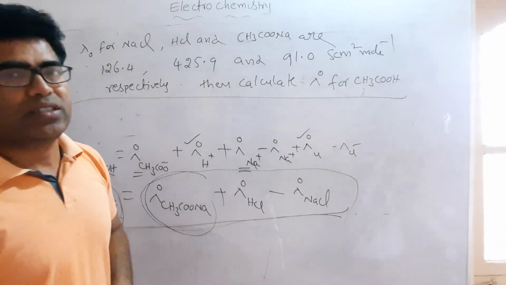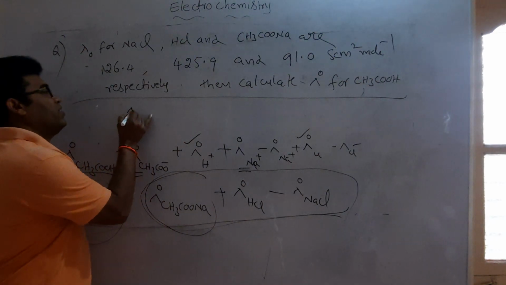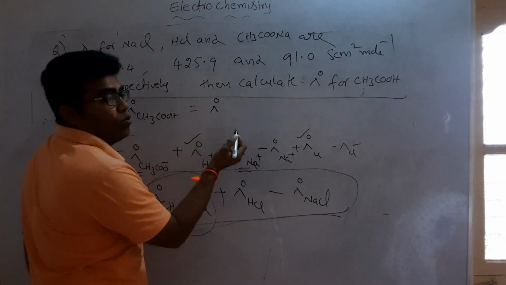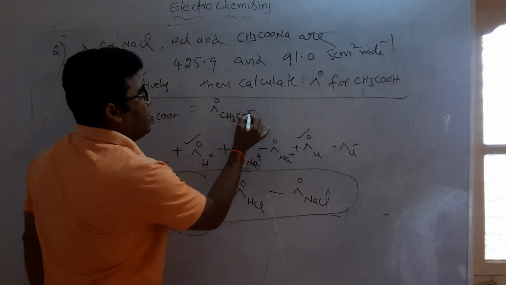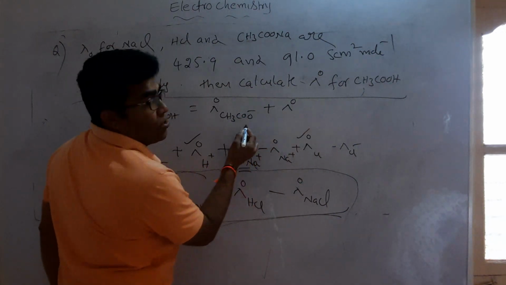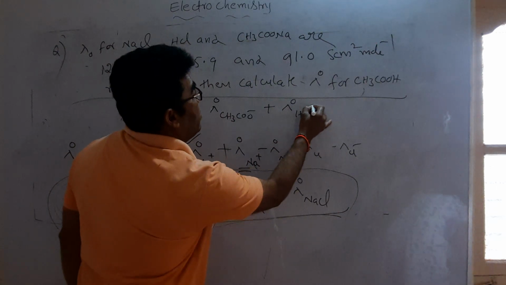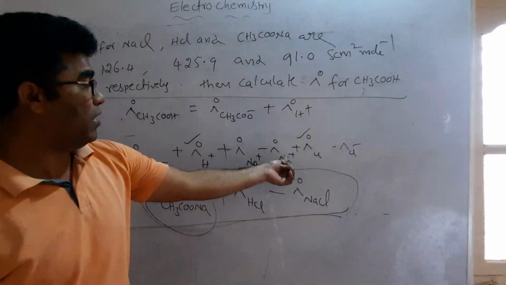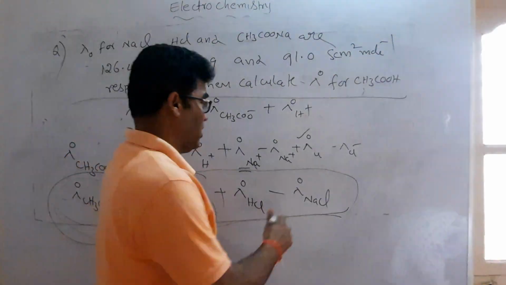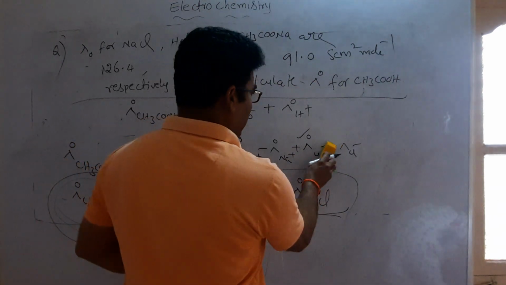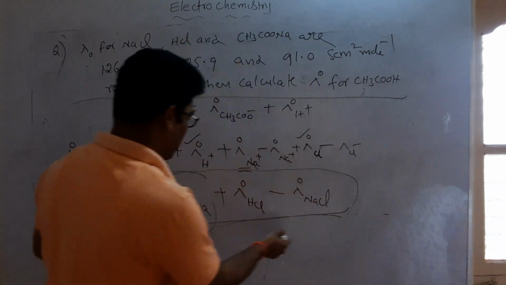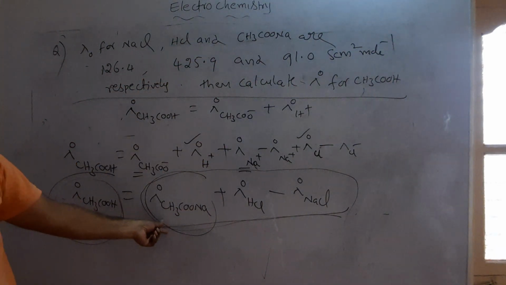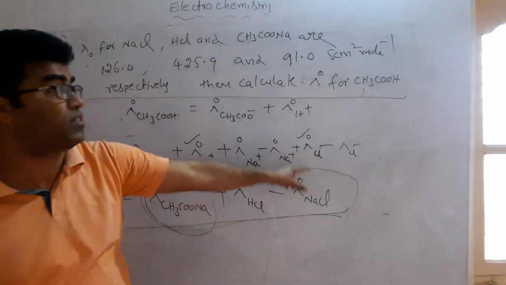That's why Kohlrausch said that the limiting molar conductivity of a weak electrolyte is equal to the sum of the limiting molar conductivity of cation and anion. Here this is a cation and this is an anion. So now what I did? I added this Na plus, and addition, subtraction, again addition, subtraction. Finally I got this one. So lambda naught CH3COONa, lambda naught HCl, and lambda naught NaCl are given.